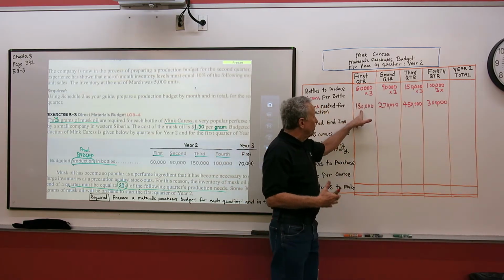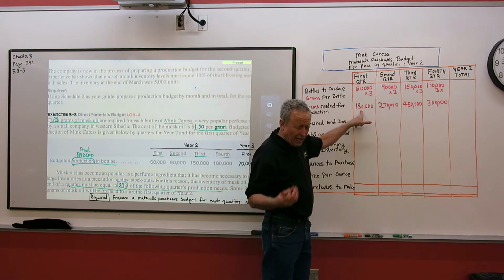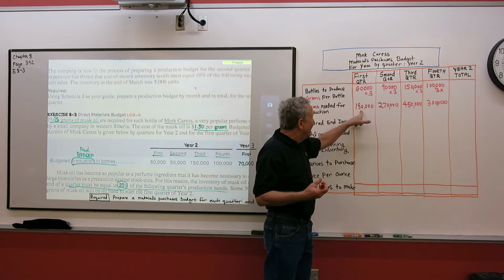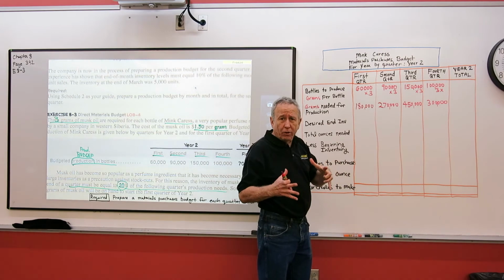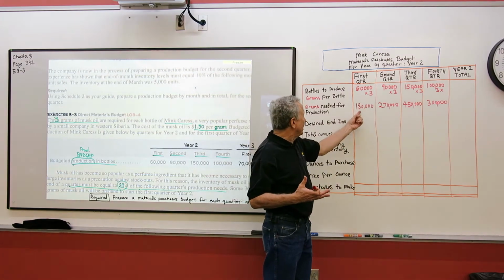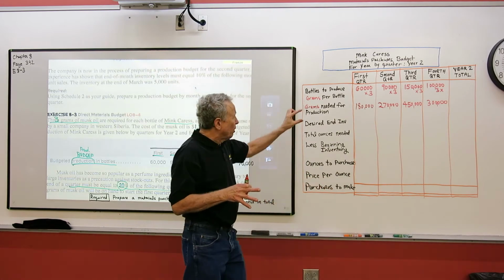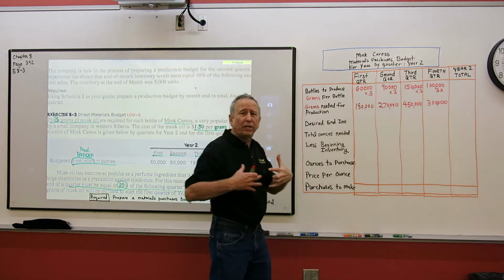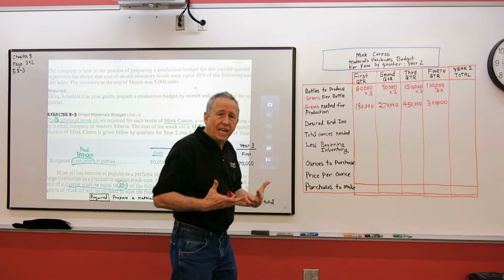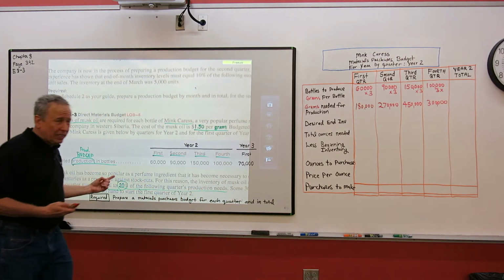So that's in grams, but remember, we could stop right there if we were going to sell every bottle that we made and weren't worried about running out. Then that's what we need to buy. But they're saying they're a little bit worried. Budgets aren't perfect. So let's put in a little extra just in case. Actually, it's not a little extra.